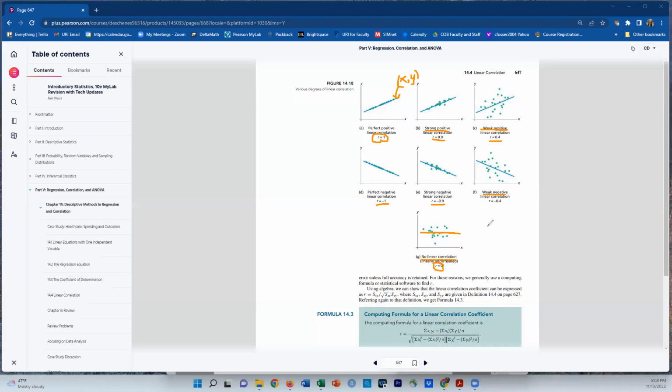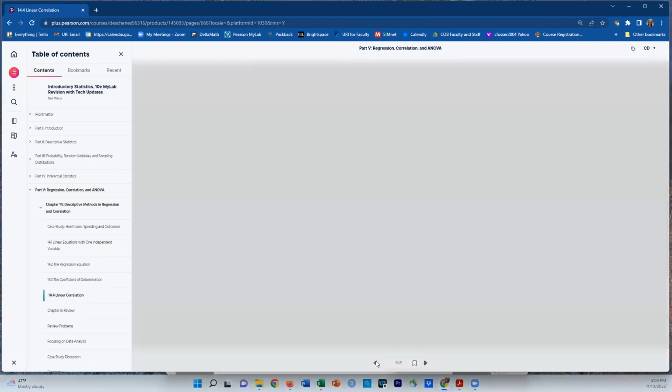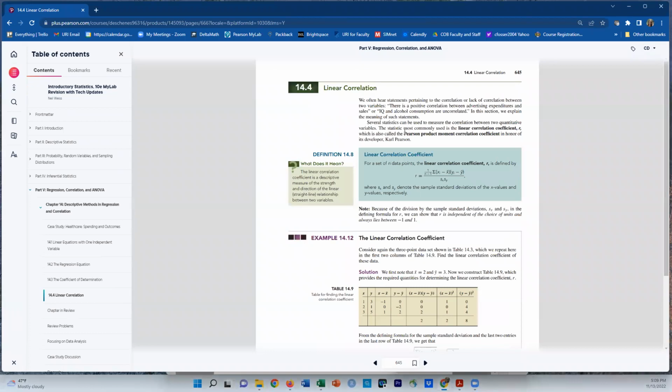We can now back up and see what the formula looks like to give us R. Now again, this formula is not necessary for you to know. It's just really for curiosity's sake. So here is what that formula looks like.